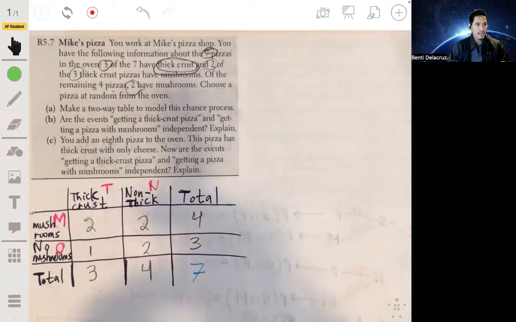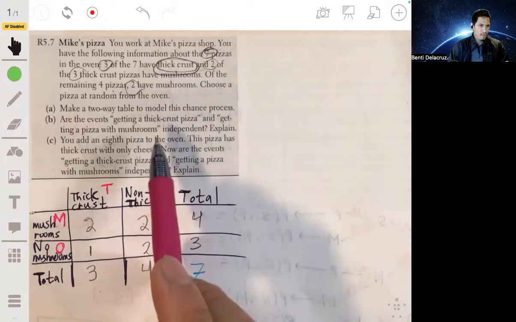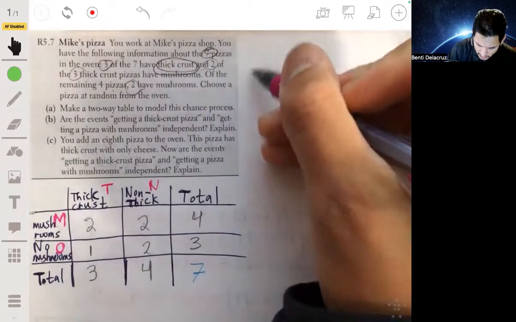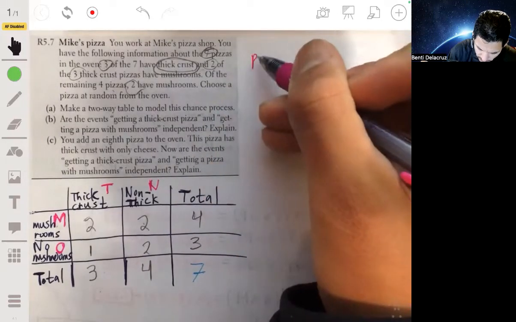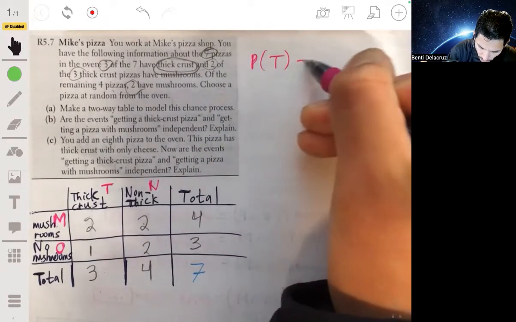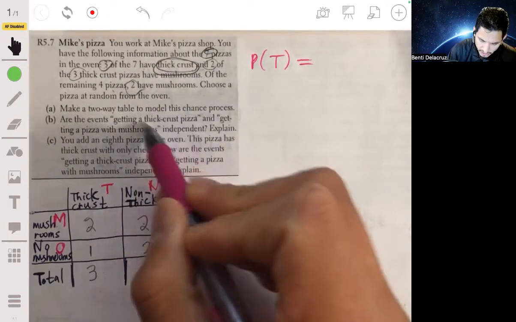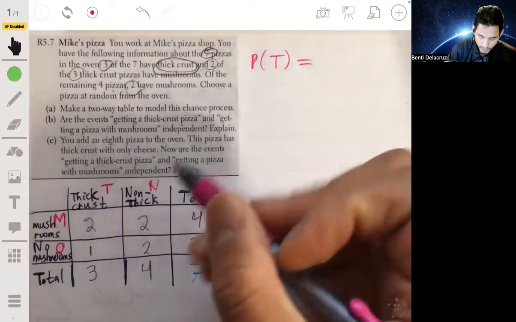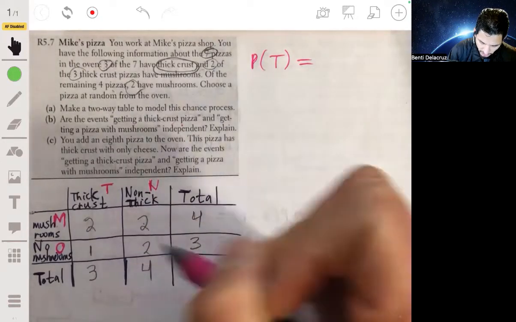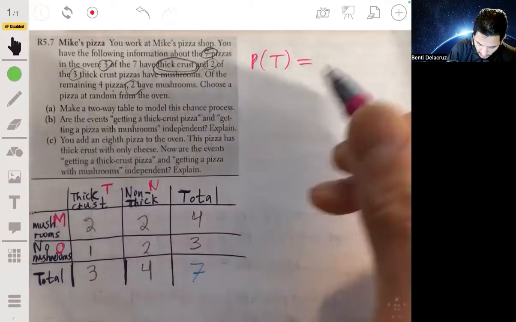So in this case, what's the probability of getting thick crust pizza? Probability of T. Let's look at it that way. What's the probability of getting thick crust pizza just in general? That would just be simply 3 out of 7, because 3 thick crust out of the 7.